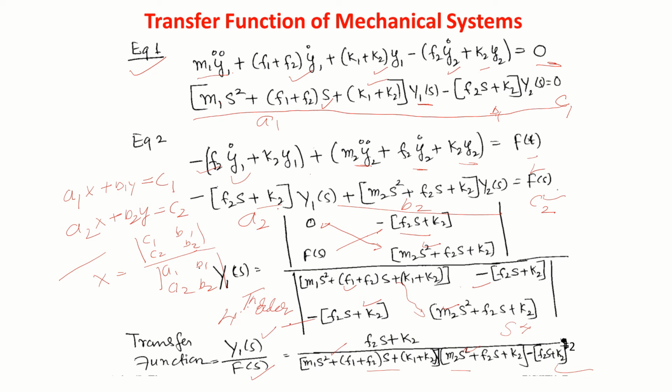Okay. Now if you want to solve for Y2 of s, come here. Only thing is you keep here A1 A2, and here you make C1 C2. Denominator will remain the same. Then you can get Y2 of s by F of s. Okay, that's how you can get the transfer function of this kind of systems.